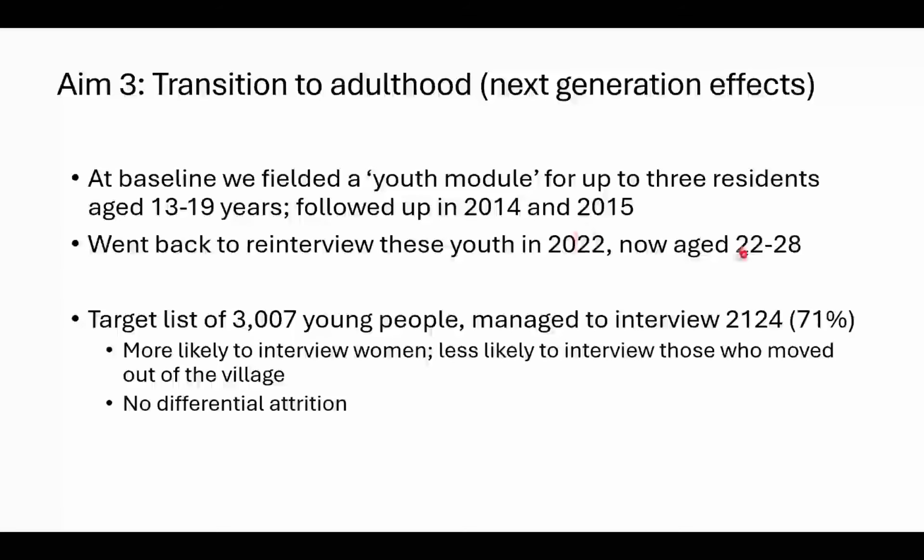Okay, 2022. And by then they were this age, right? They were 22 to 28. So they're in the young adult category. From our initial roster at the baseline, we wanted to only find kids who were at the baseline, because some kids moved in 2014, 2015. And we didn't want to interview them. We wanted to only focus on folks that we had pre-intervention data on.